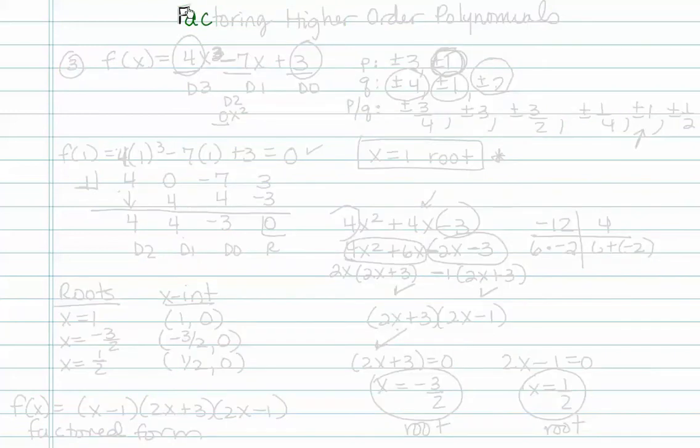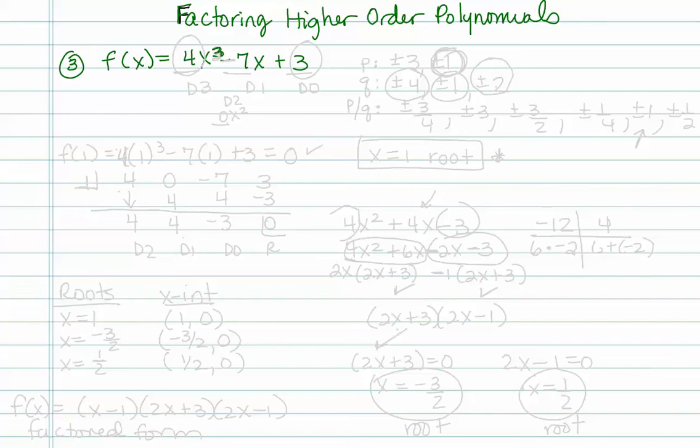We're going to go back and we're going to work on factoring higher order polynomials. Let's see, which one am I going to work with? I'm going to work with number 3. F of x equals 4x cubed minus 7x plus 3.